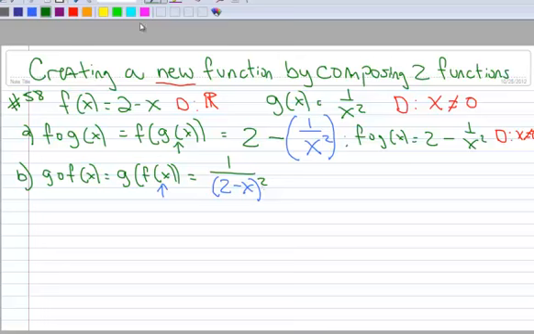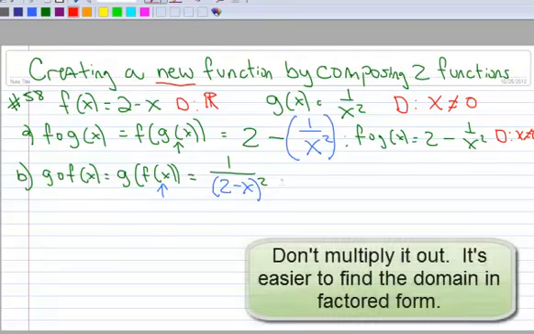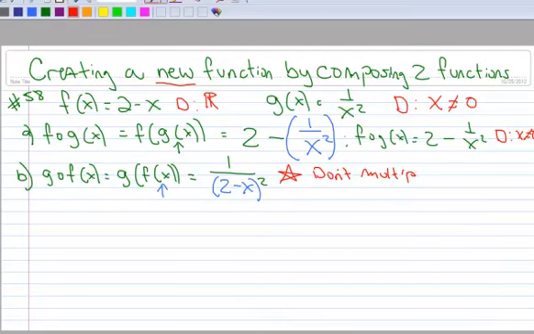Okay, and right now I'm going to caution you, don't multiply it out. Because it's much easier to see the domain when you don't multiply that out. All right, so let's figure out what the domain is. And I'll just change to a different color. Domain.